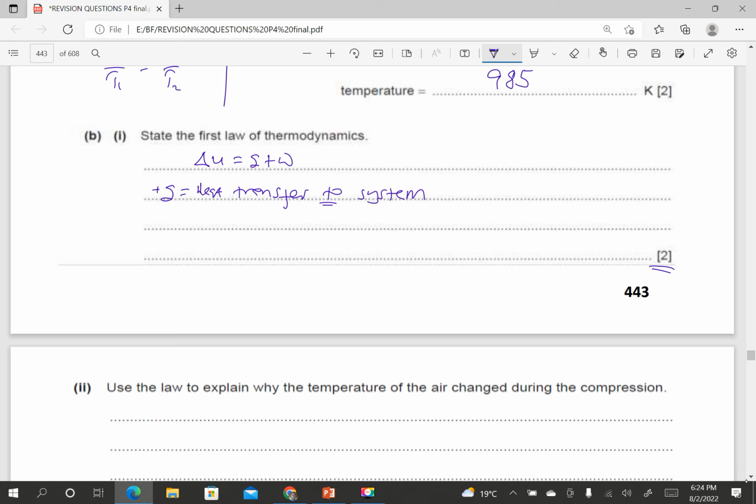Then W is work done on the system. Then I can say a positive change in internal energy is an increase in internal energy. That is the first law of thermodynamics. Or you can simply say increase in internal energy is equal to the heat transfer to the system plus work done on the system. That would be the first law of thermodynamics.